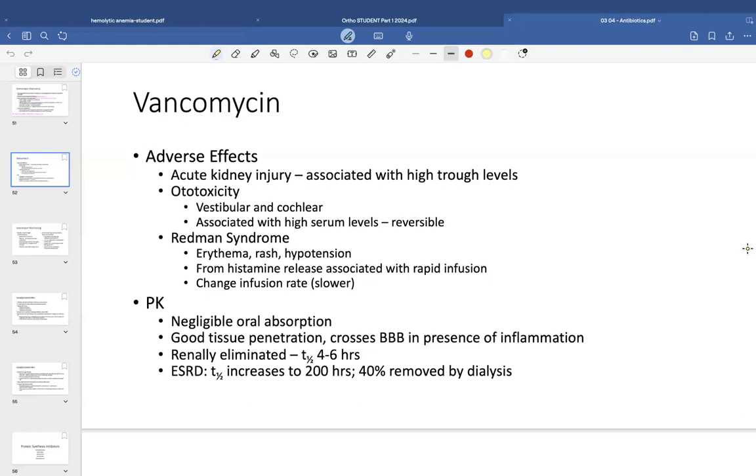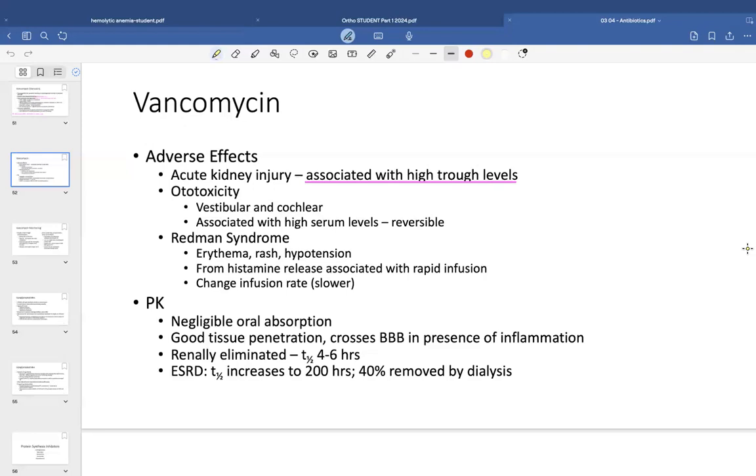And then the less severe issue is something called red man syndrome. This is a reaction that comes from histamine release from using it too quickly, the IV vancomycin. Basically, what we do to manage that is to give a slower infusion rate.